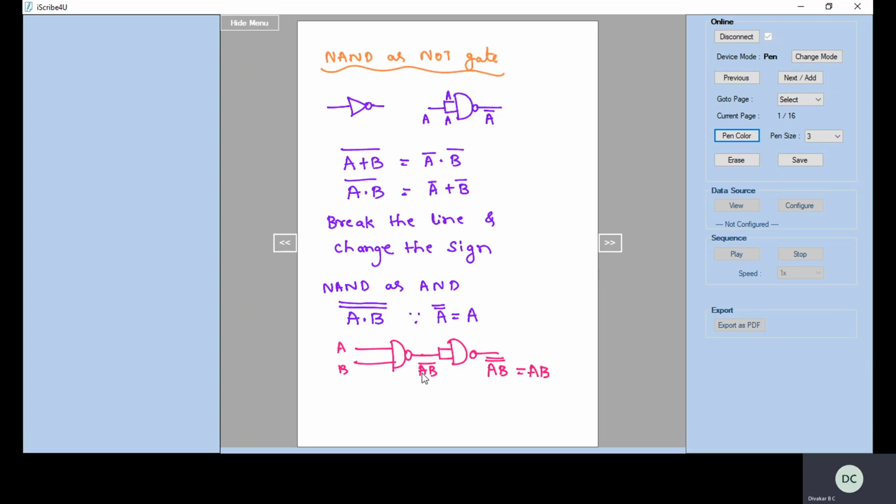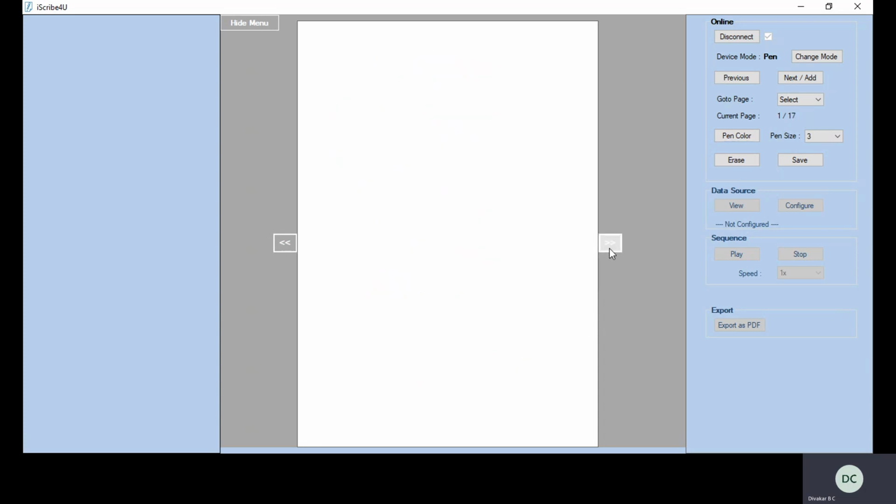Now let us implement the OR operation using the NAND gate. Now apply the De Morgan's law.